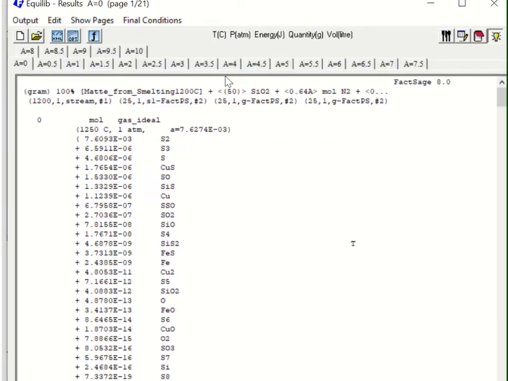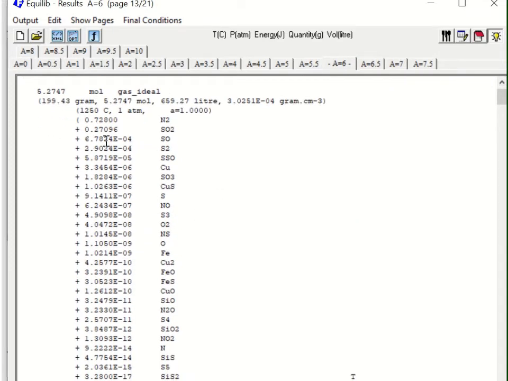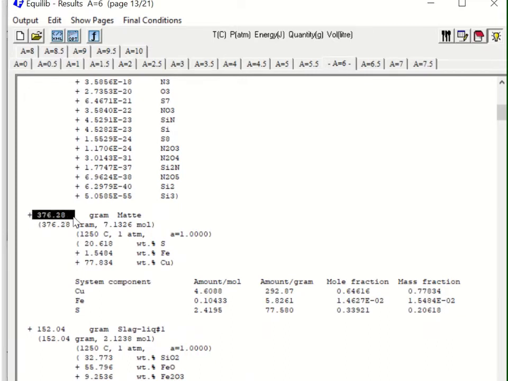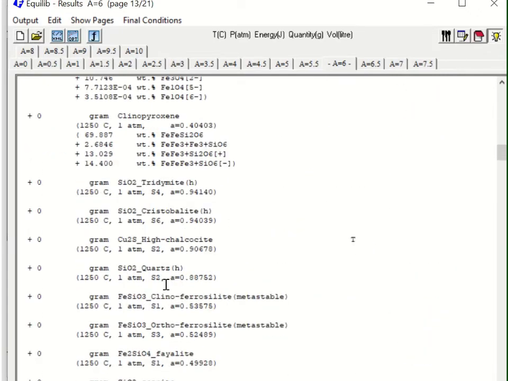Okay, so when you go to about 6, for example, I think this was what you want to see, and we have the N2 and SO2 gas still coming out. A lot of SO2 is still coming, and then we have 376 grams of the matte, which is about 77 percent, and iron is 1.5%, which is still quite high. We want to reduce this iron lower than 1% for the second stage of the converting process. So this is a little bit high. And then we have slag phase and some other phase.